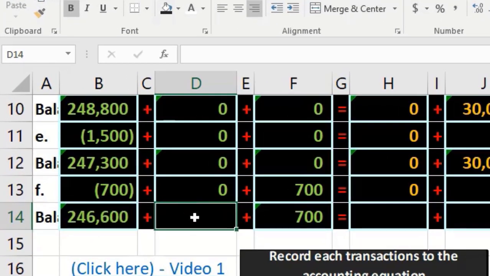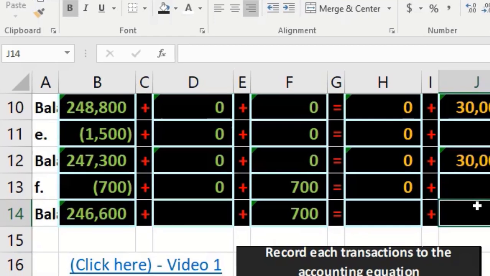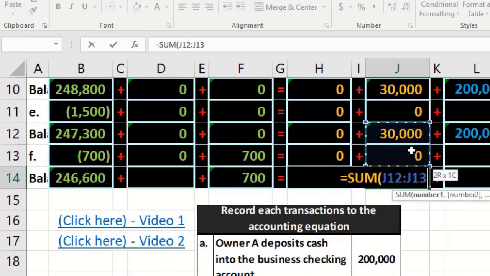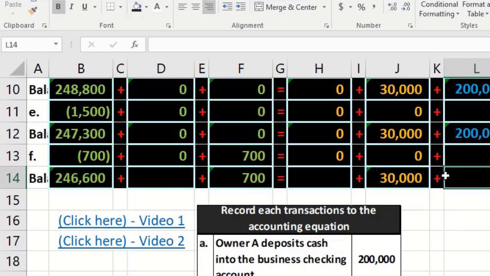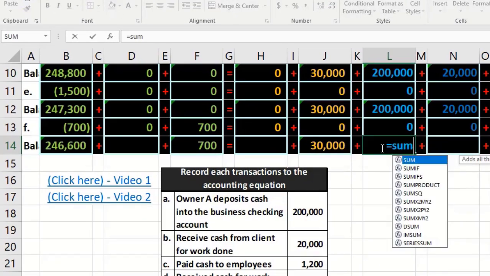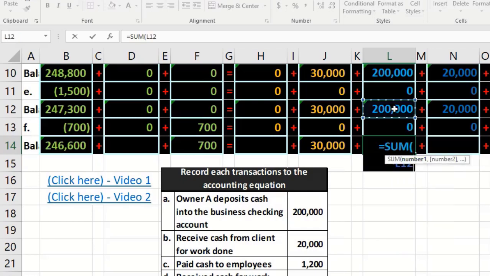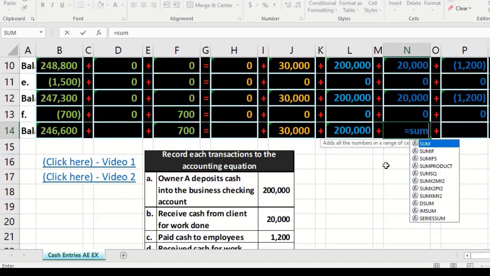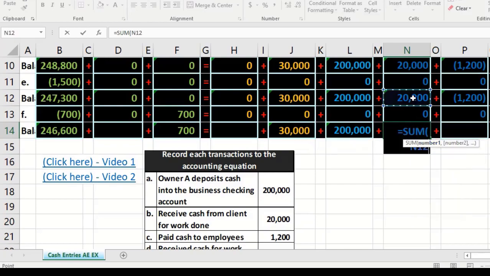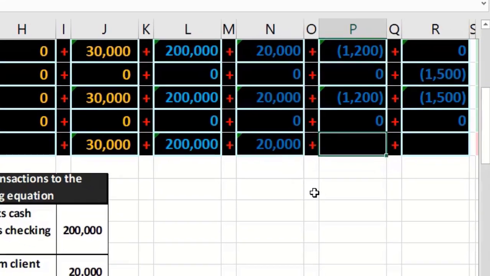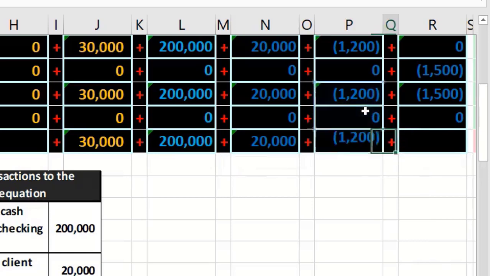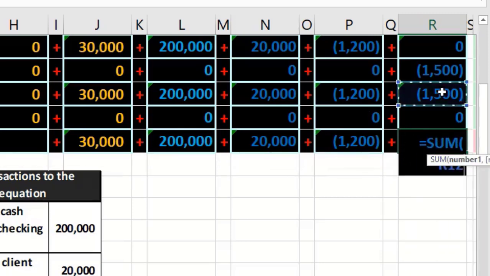All right, then we're gonna sum these up. I'm gonna be summing up these first. I'm in cell J14 equals SUM. Double click the sum function, highlight the 30 and the 0, and I'm gonna select tab this time. Tab, tab. We are in L14 equals SUM, and double click the sum function, highlight the 200 and the 0. Tab, tab. We are now in cell N14 equals SUM, double click sum function, highlight the 20 and the 0, tab, tab. In cell P14 equals SUM, double click the sum function, highlight the 1002 and the 0, tab, tab. We are now in R14 equals SUM, double click the sum function, highlight the 15 and the 0 and enter.